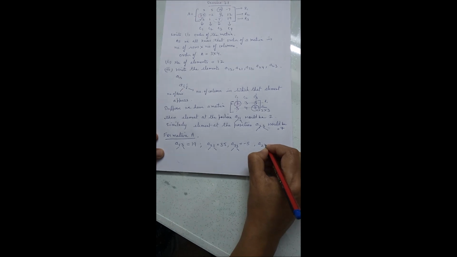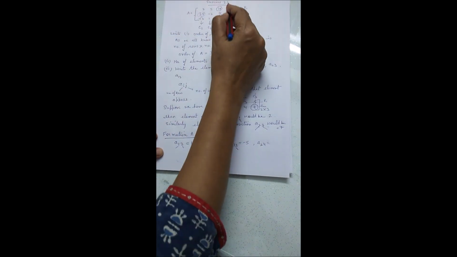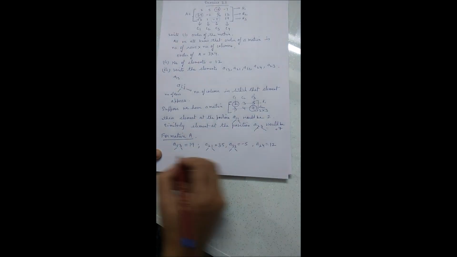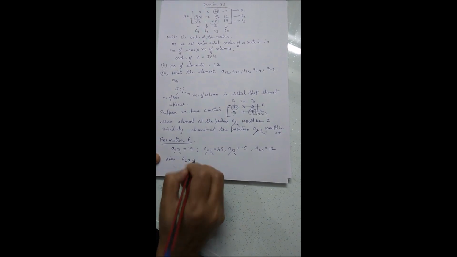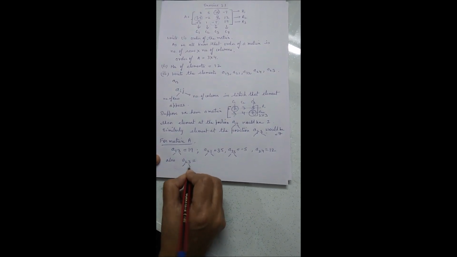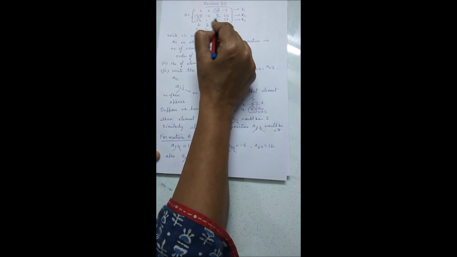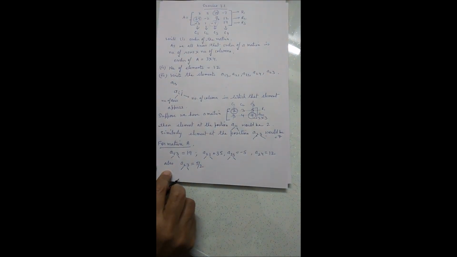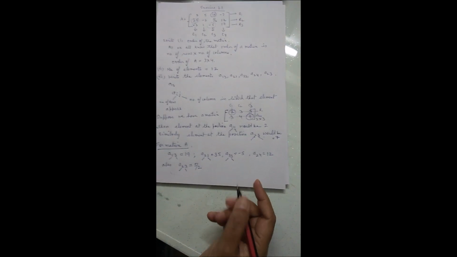Similarly, A24. A24 is second row and fourth column. So the number comes out to be 12. Also, A23, second row, third column. So it will be 5 by 2. This is how we can find the element present at different positions.